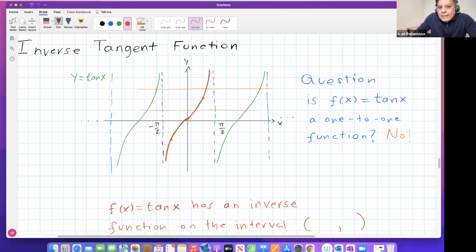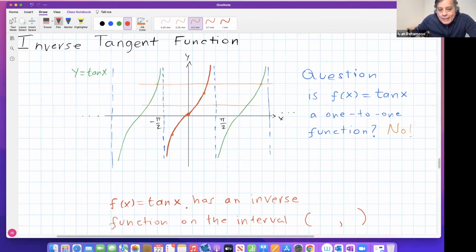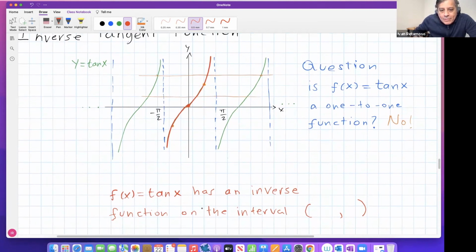So mathematicians then decided to do the inversion of this tangent function over the interval minus pi over 2, comma pi over 2. F of x equal tangent of x has an inverse function on the interval minus pi over 2, comma pi over 2. Important remark: notice that now I'm not using brackets here. Professor, why you don't use brackets? Well, because we are not touching negative pi over 2. It's just that the graph gets closer and closer to it. Here also, very close to pi over 2, but never pi over 2. So you have to use parentheses.